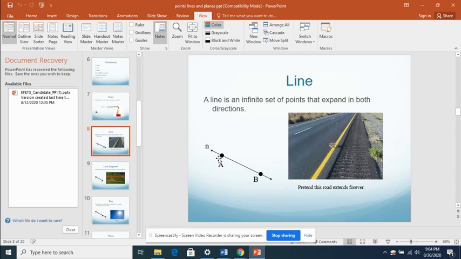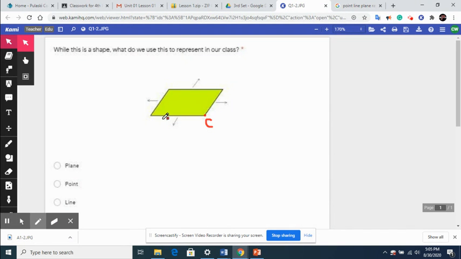So here's how you know if something goes on forever. It'll have an arrow at the end of the line, okay? That's telling us that it goes on forever. So look here. This right here is a line. However, it stops, okay? So let's look at the third answer choice, which will be ray.